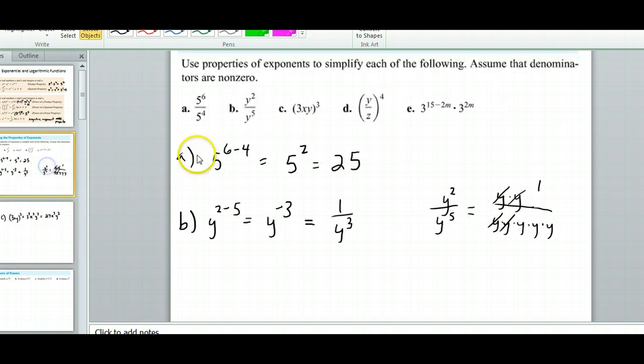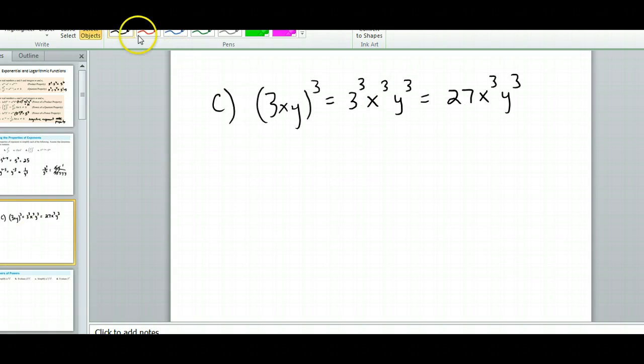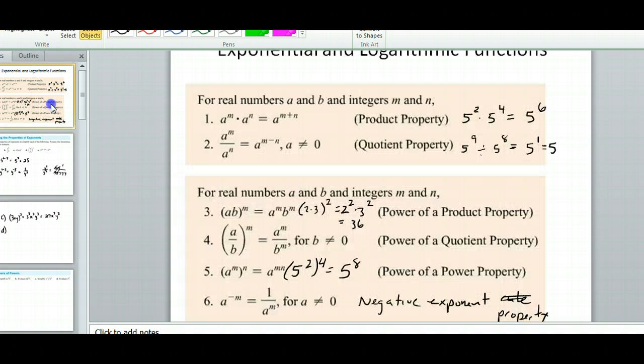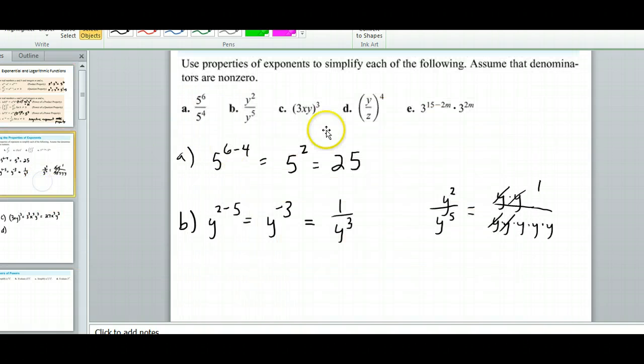Alright, and then D, we have a quotient, meaning a division, and then being raised to the 4th power. So for D, we just use this rule right here. A division raised to a power, raise each part to that power. So we're going to get y to the 4th over z to the 4th.